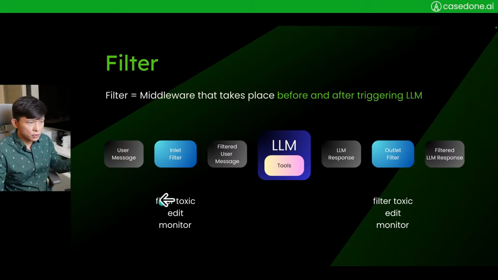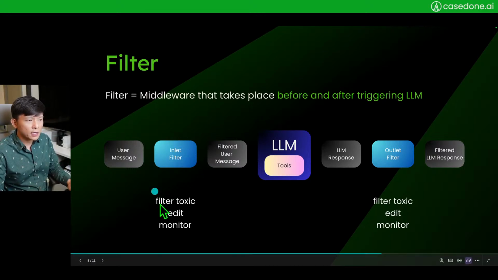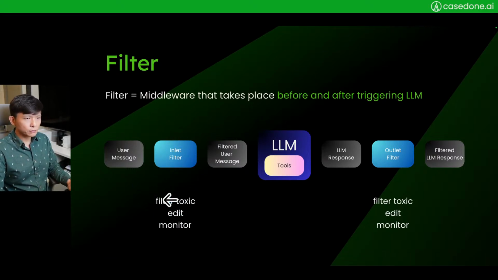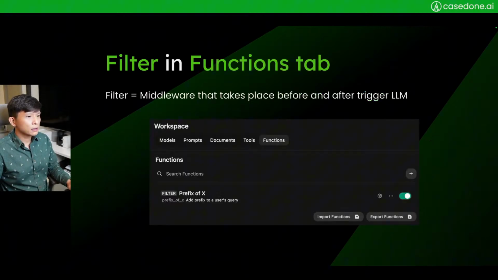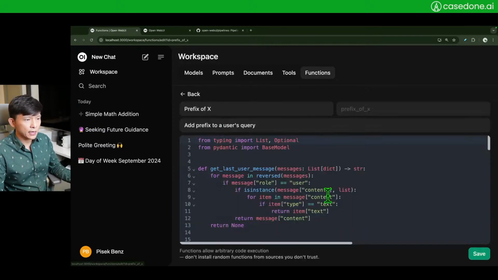You can also filter out some words in the user message. So yeah, everything is possible inside this. Filters can be deployed in the functions tab over here. So yeah, now we can come to this.